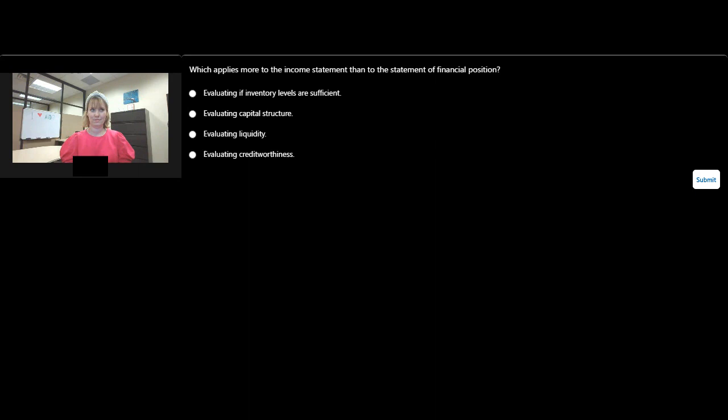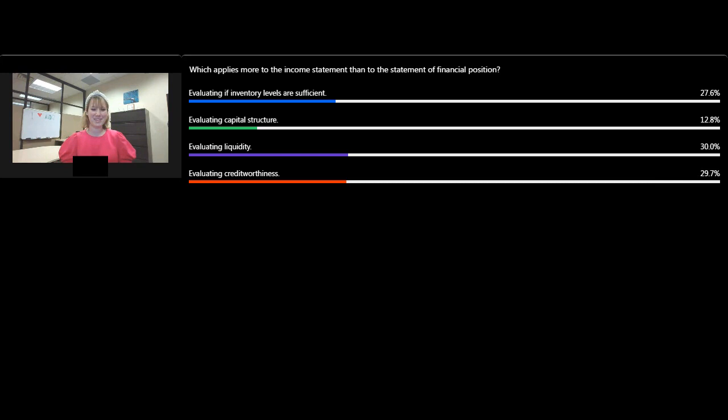Looks like we are all over the board on this one as well. The question is, which applies more to the income statement than to the statement of financial position? And the correct answer is D, evaluating creditworthiness. So 30% of you got this one correct. Pat yourself on the back. Kudos. Great job if you got this one correct.